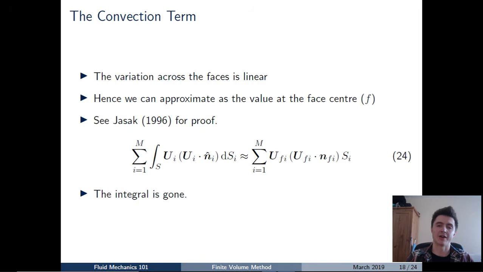All we have is a summation of terms, and the summation is over each of the faces on that cell. So if we had a hexahedra, it would be a summation of 6 terms, for example. And what we're doing is summing the product of the volume flow rate out of that face center multiplied by the velocity field at that face center.